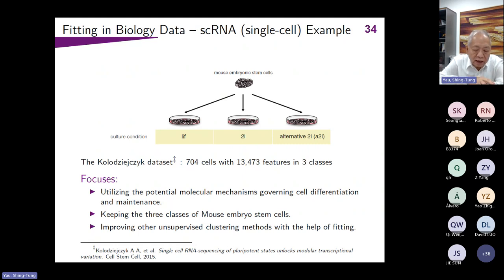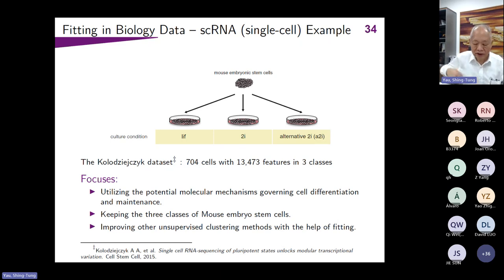Well, apart from images, the idea of a manifold can also be used in many other fields. This page is a single cell RNA data example. There's a data set coming from this paper, and there are 704 cells with 13,473 features in three classes. As you see in the picture, there are stem cells from the mouse embryo. The focus is utilizing the potential molecular mechanism governing cell differentiation and maintenance, keeping the three classes of mouse embryo stem cells, improving other unsupervised clustering methods with the help of fitting.